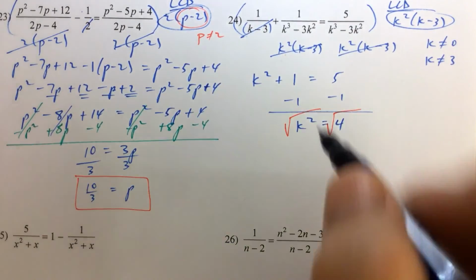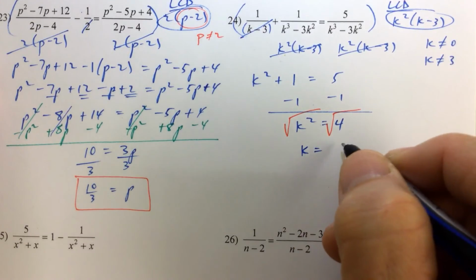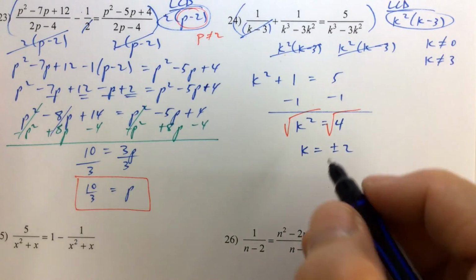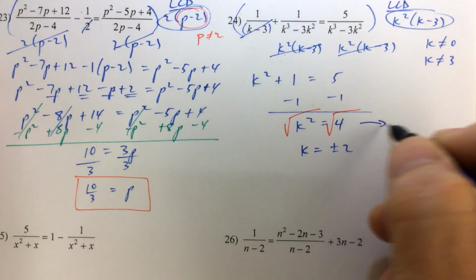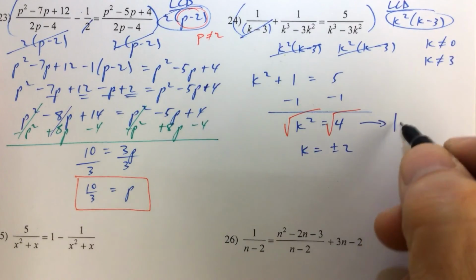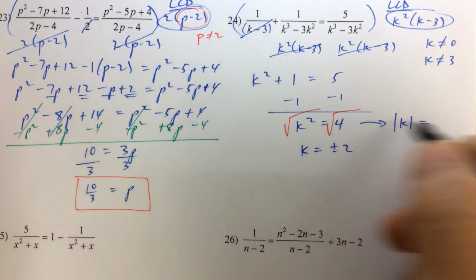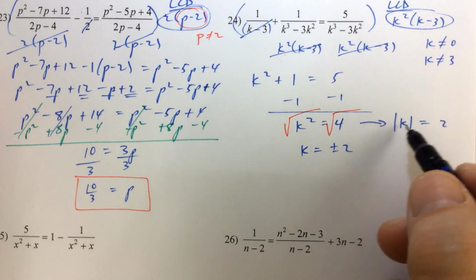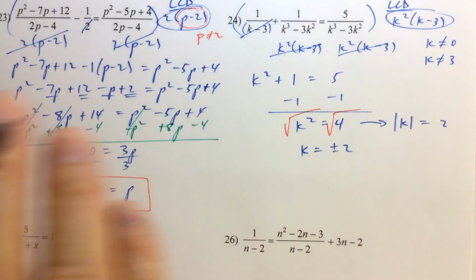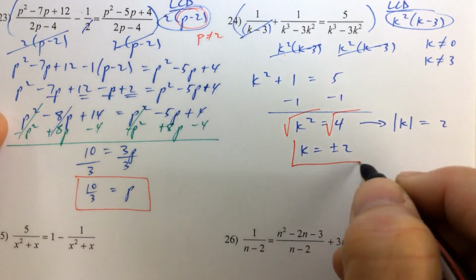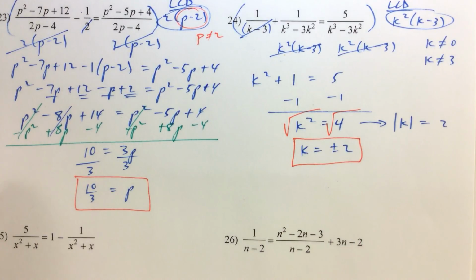When we take the square root of both sides, don't forget, we get k equals plus or minus 2, because ultimately the square root of k squared is the absolute value of k. Square root of 4 is 2, and then the absolute value of k equals 2 means that we have two solutions, both 2 as well as negative 2, and that's it.